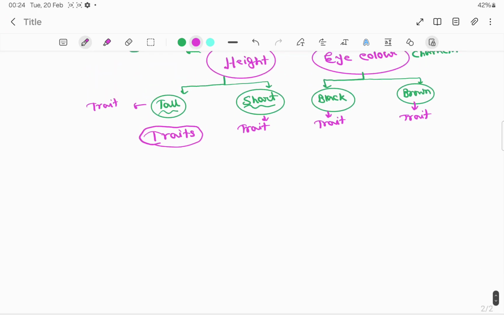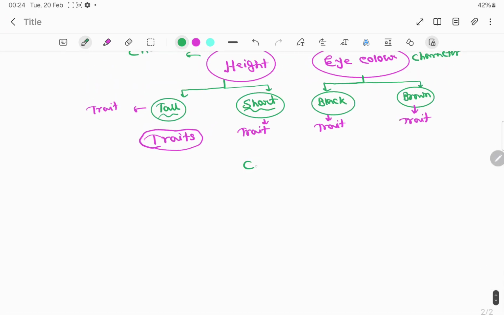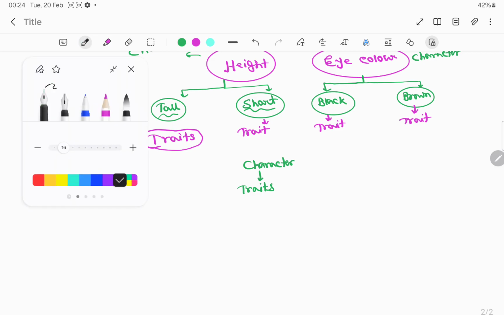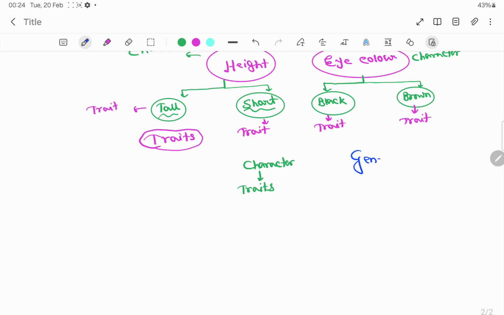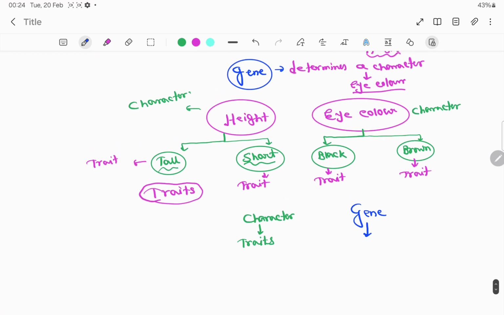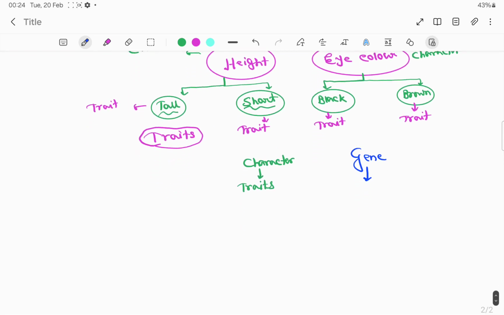So you can conclude here like this: a character has alternate forms, that are called traits. Clear? Just like that, the gene will also have alternate forms, because height means the height determining gene and eye color means the eye color determining gene. So a gene also has alternate forms. Clear? The alternate forms of a gene are called alleles.